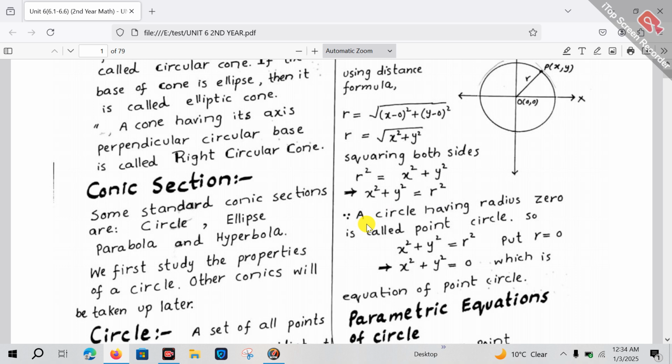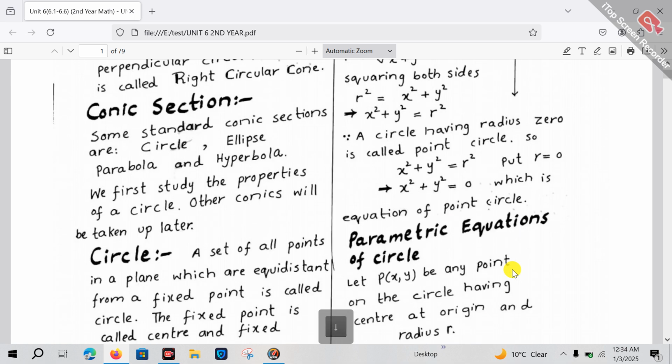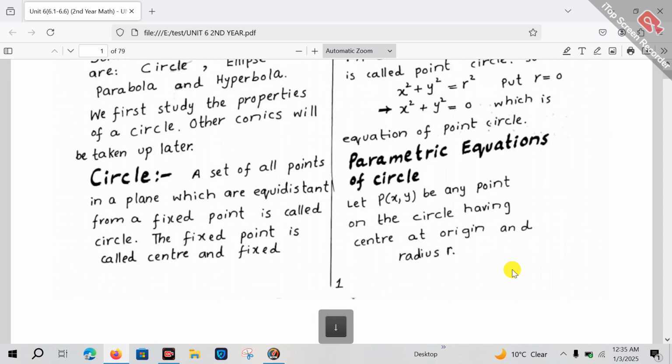Another MCQ question is there. A circle having radius 0 is called a point circle. This is such a type of circle. So we have already discussed the circle.